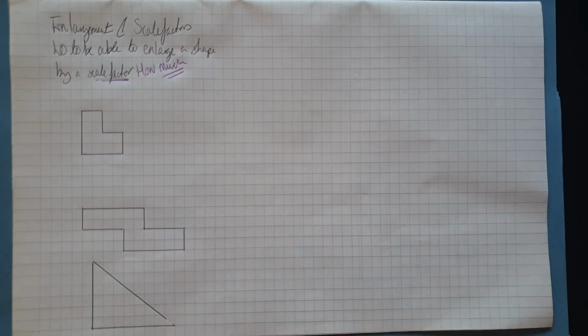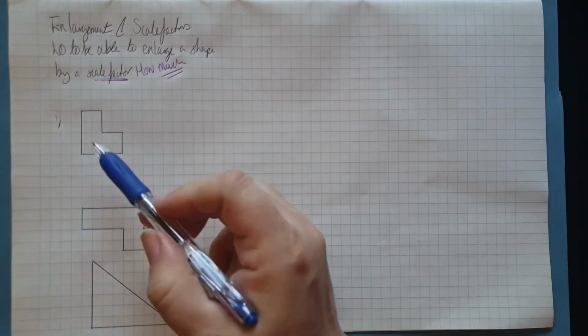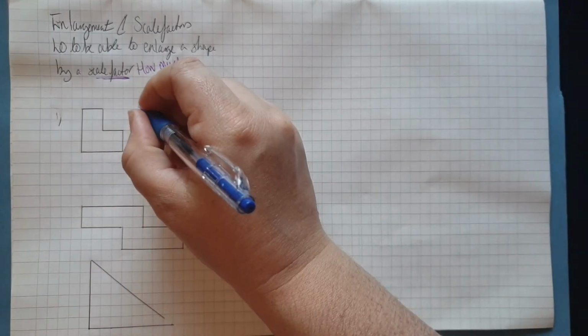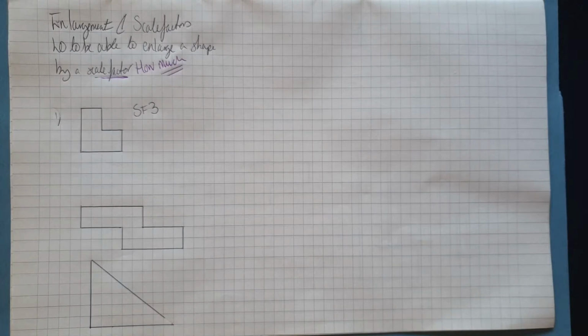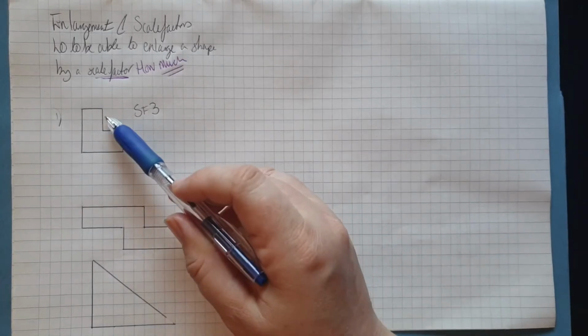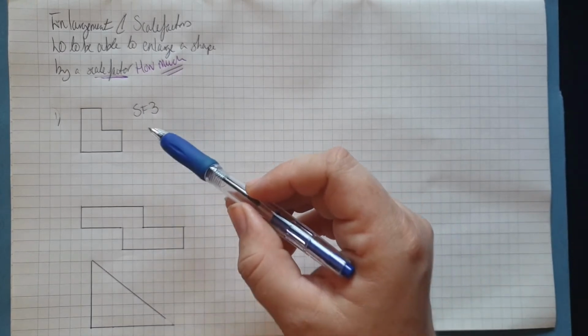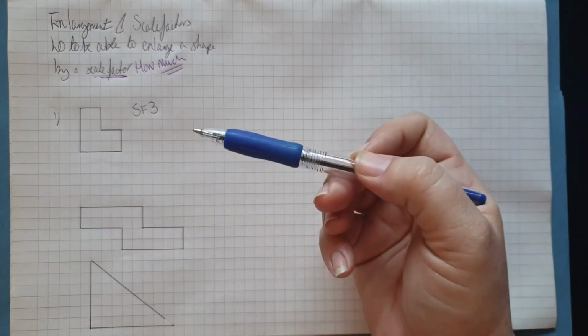Right, so let's have a look at this first question. Let's call this question 1. We have a shape here, a simple L shape, and we're going to enlarge it by a scale factor of 3. What that means is we're going to take each of these dimensions and multiply it by 3, and that's what the scale factor is. Scale factor SF, multiply it by 3.